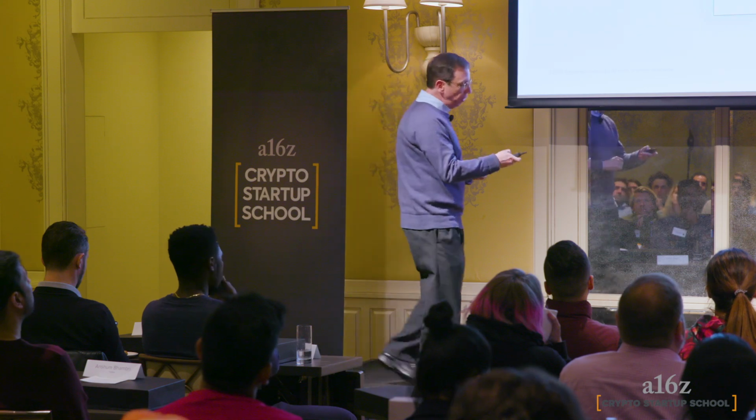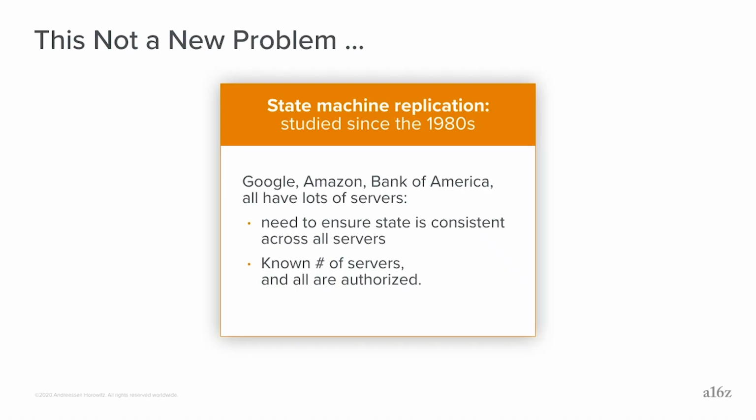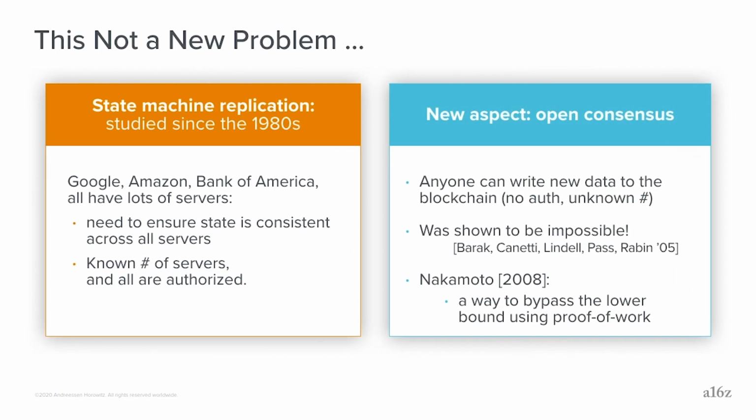The difference is that in the traditional world, there's a known number of servers, and all these servers have been pre-authorized. They've all been given cryptographic material that allows them to authenticate to one another. The difference with the blockchain world, or the open consensus world, is that there's an unknown number of participants who can write to the blockchain, and they're not authenticated. Anyone can participate. You don't have to do anything in order to participate.